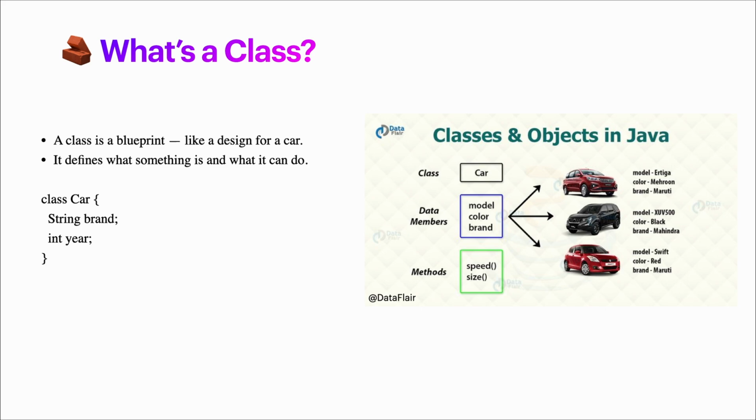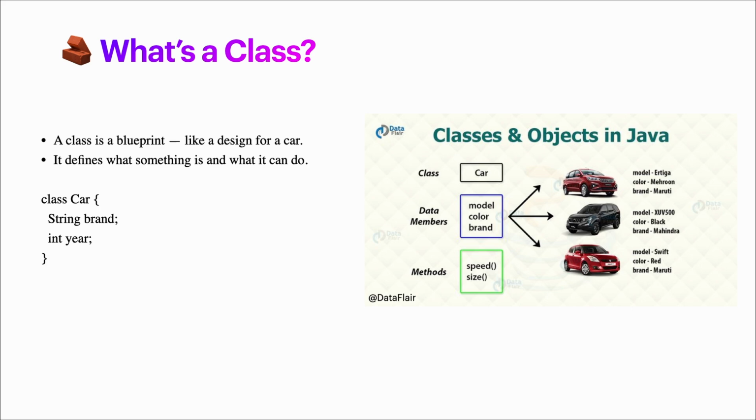Using the image, we see classes and objects in Java. The class is the car. The car can hold the details of an object. So the String, which is the brand, the int, which is the year. We have the data, which is the model, the color or the brand. Then we have the methods, the speed and the size.